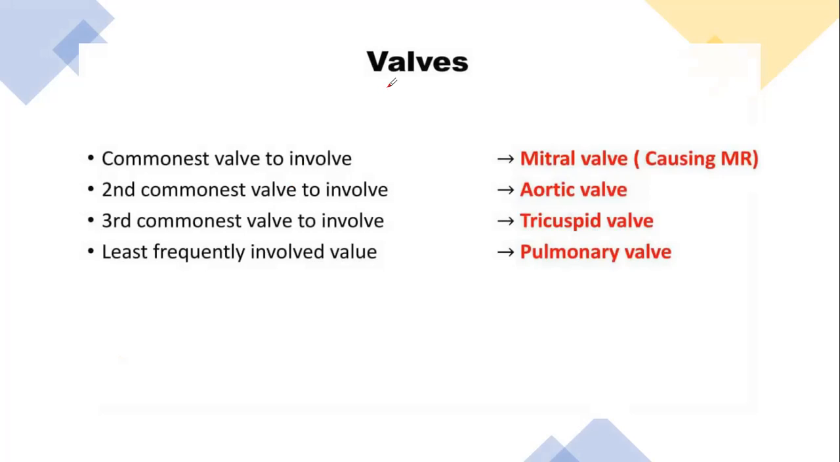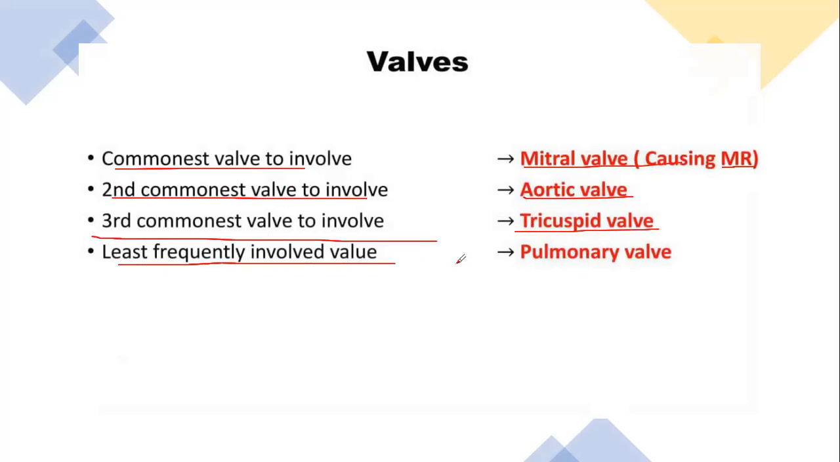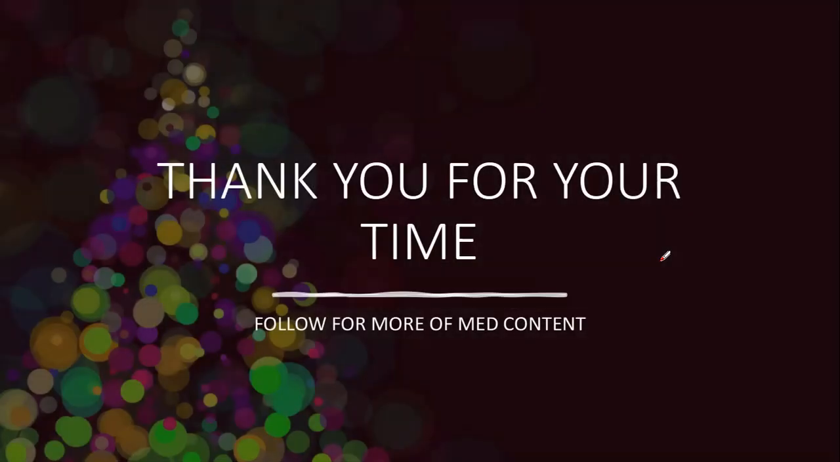We said the commonest valve to get involved is the mitral valve, leading to mitral regurgitation. Second most common is the aortic valve. Third most common is the tricuspid, and the least frequently involved is the pulmonary valve. So I think we've come to the end of that.